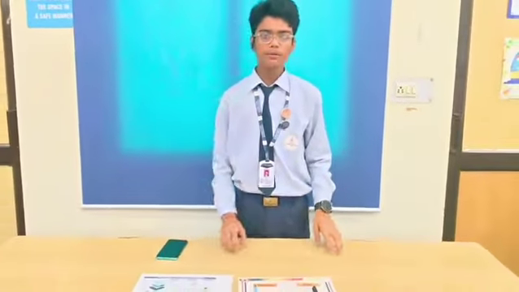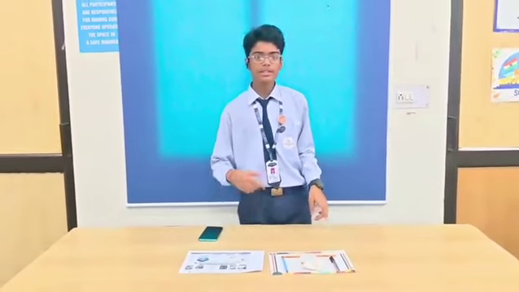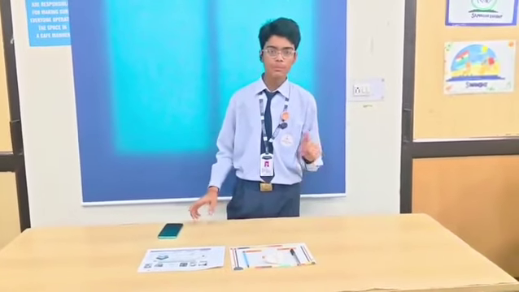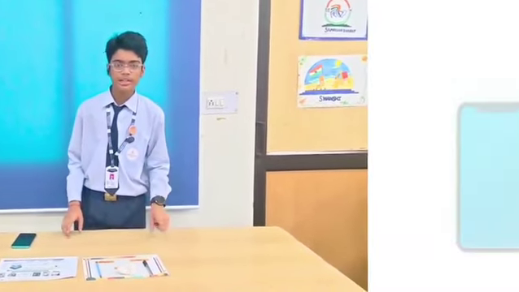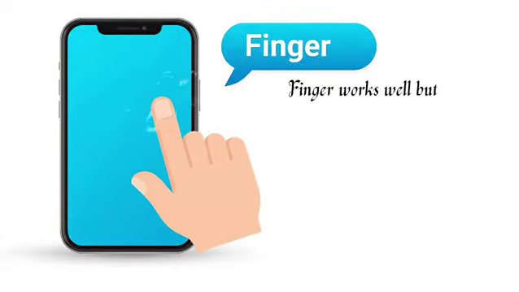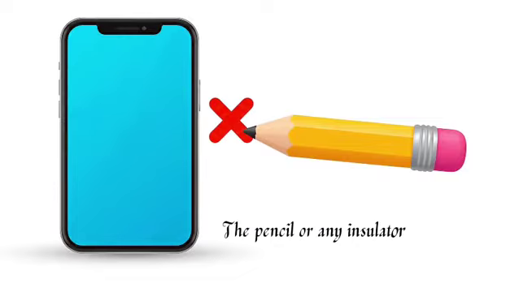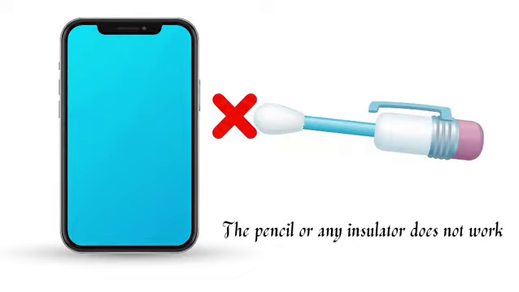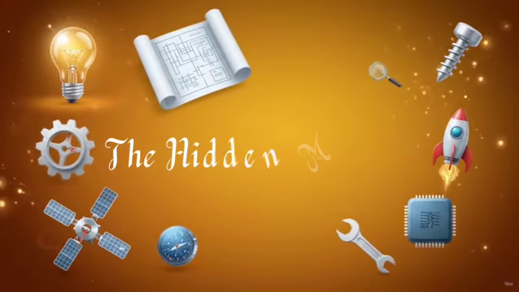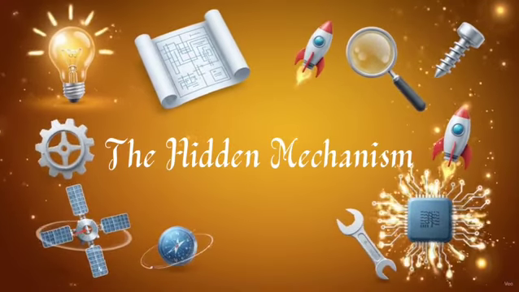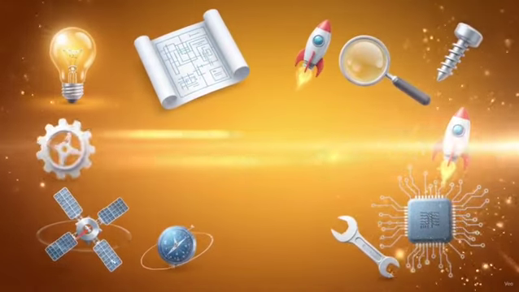So from this test, we have observed that the conductivity of the material activates the touchscreen. From all four objects, only my finger successfully activates the touchscreen. So the question arises, why does the smartphone activate only through my finger but not the other objects?